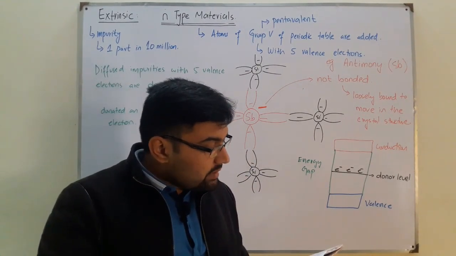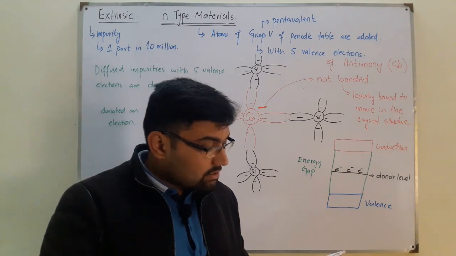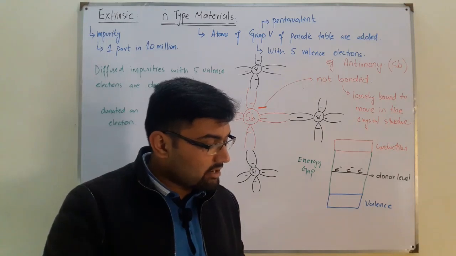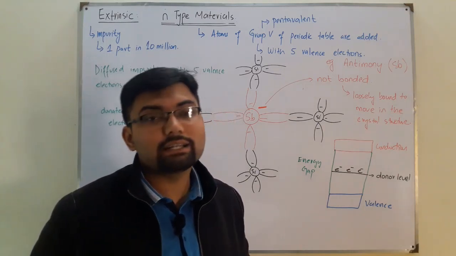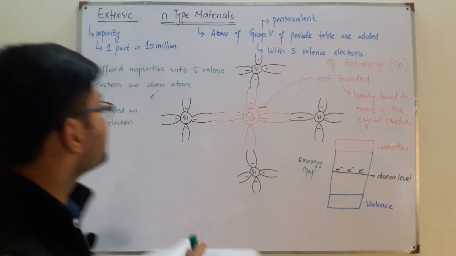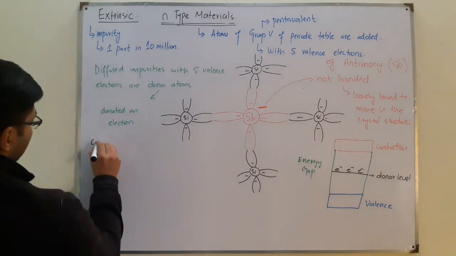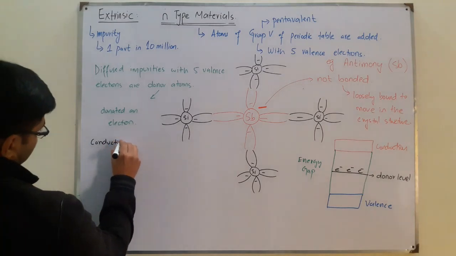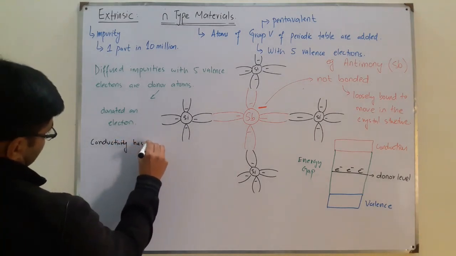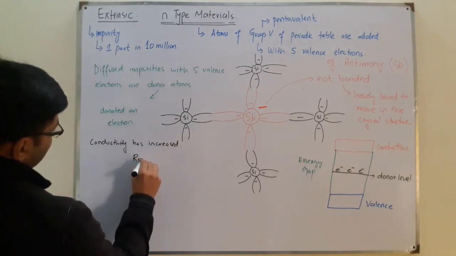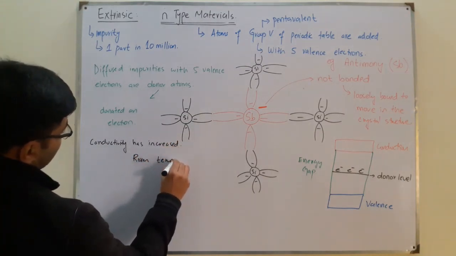The result is that at room temperature there are a large number of carrier electrons in the conduction level, and the conductivity of the material increases significantly. So the conductivity of this material has increased, right? By adding impurities, the conductivity has increased. And we are discussing this at room temperature, not at higher temperature.